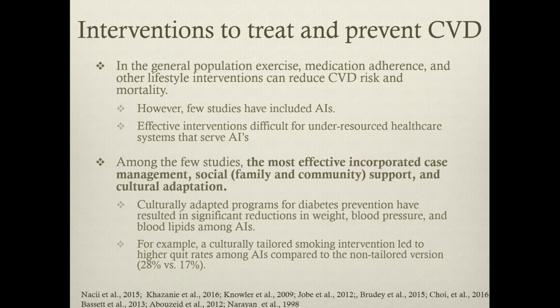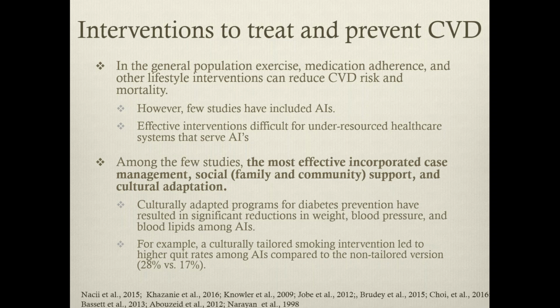So some of the interventions that people have used to prevent and treat heart disease in Native populations, there's very few. And the effective interventions that have been done are difficult to maintain because many of these healthcare facilities are under-resourced. But among the few studies that have used culture as a critical component to prevent or treat heart disease, the most effective ones use case management, family and community support, and cultural adaptation.